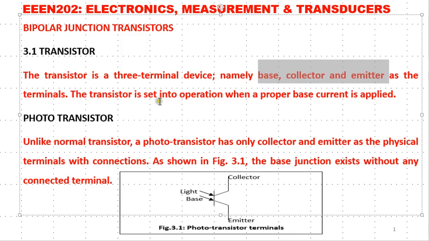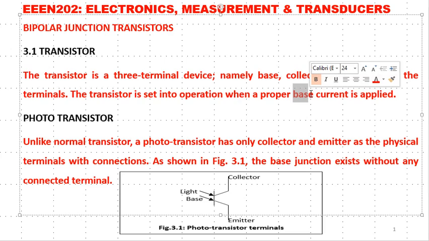And the transistor is always set into operation by applying a proper current at the base terminal. We said it has 3 terminals: the base, the collector, and the emitter. If you want your transistor to start operating, you supply a proper value of current to your base, and the transistor will now start operating. Therefore, the parameter that controls the operation of transistor is a current, and the point at which it is applied is the base of the transistor.